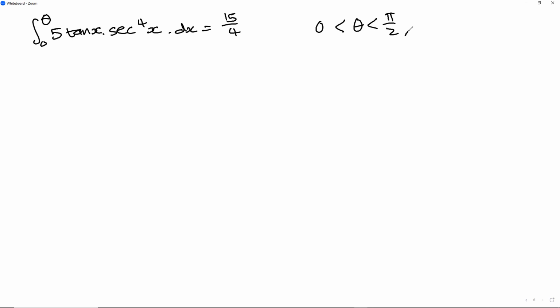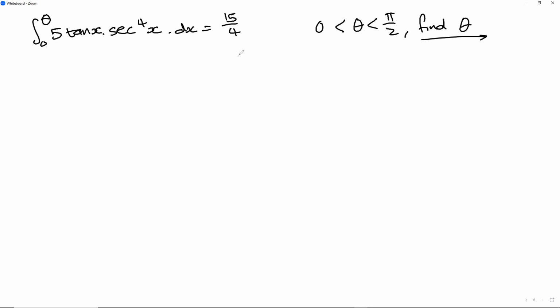This time it's a definite integral, so from 0 to theta. I'm given the integral of 5 tan x sec to the power of 4 x dx equals 15 over 4. And I'm told that theta is greater than 0 and less than pi over 2. We want to find the exact value for theta, which is the upper limit of our integral.